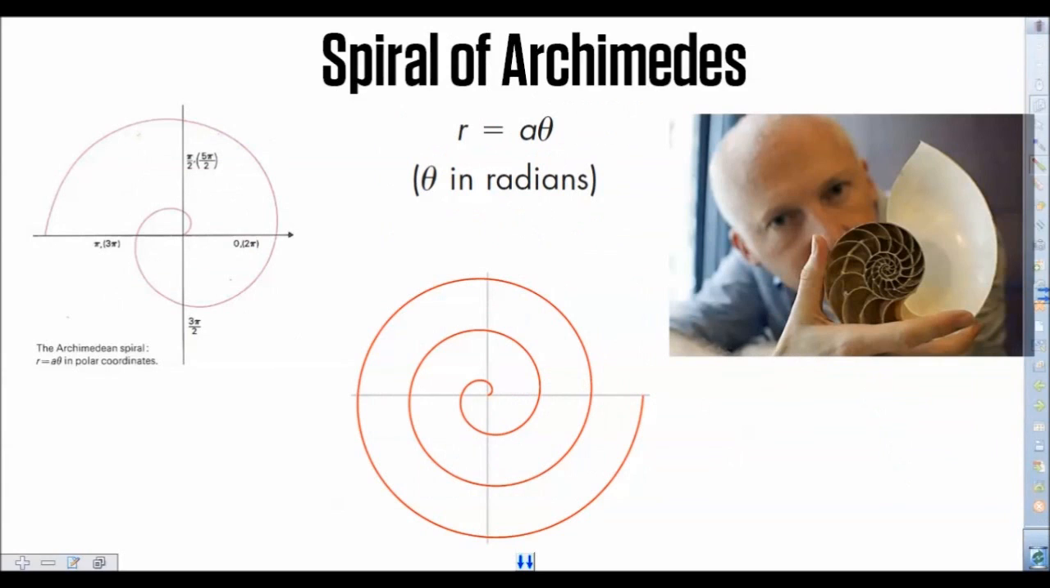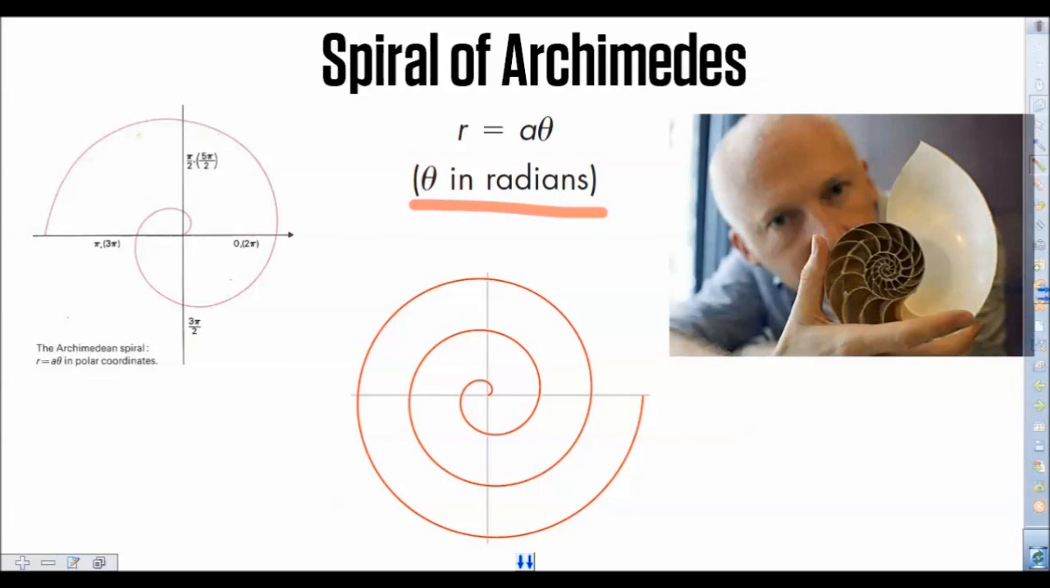And then finally, the spiral of Archimedes. We create that spiral with not using any trig, but actually just taking r and saying it's equal to a theta, and we can use any scalar we want there for a. The only reason why they say that theta should be radians is it makes it a little bit easier to graph.